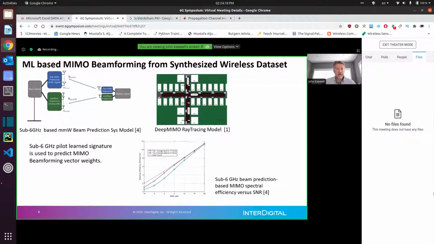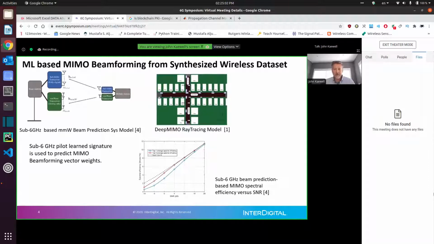So recently, in fact last month in the IEEE Transactions on Communications, a paper was published that was based on the DeepMIMO data set. And the authors demonstrated that they could use a sub-6 gigahertz pilot that was sent from a UE, a user equipment in the field, to select or predict the best set of MIMO weights for a millimeter wave transmission from the base station back to that UE. And it was based on, again, the DeepMIMO ray tracing model data set.